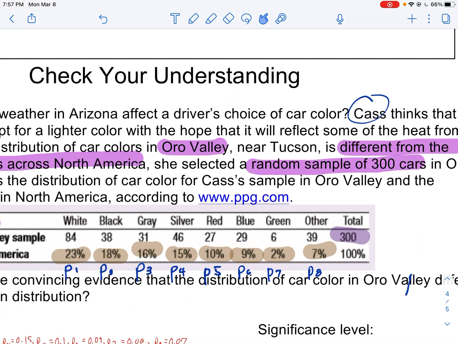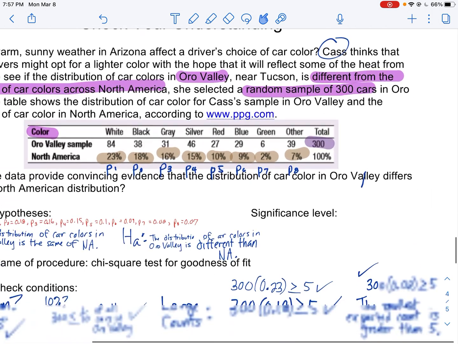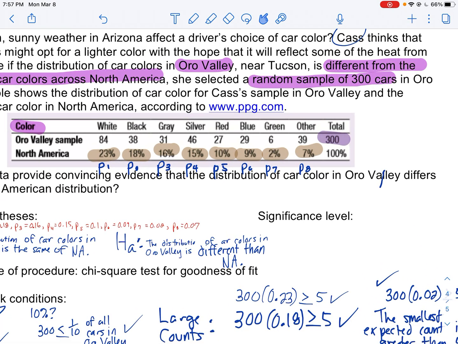We're trying to see if Cass's counts are drastically off from the distribution of North America, and enough off that we can conclusively say that, hey, the distribution of car colors in Oro Valley is significantly different than what we'd expect in North America. So how do we go about doing this? We're going to do a hypothesis test.